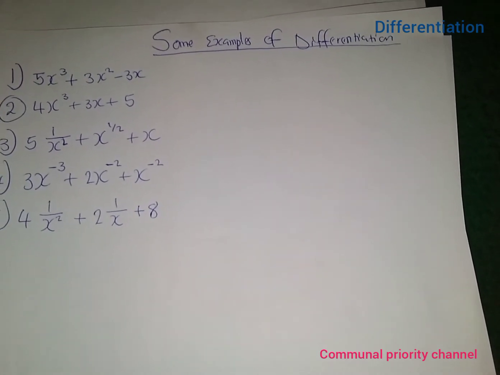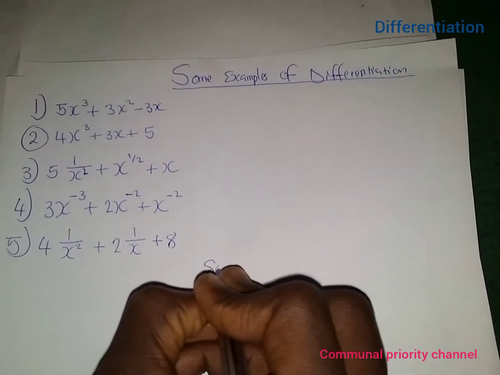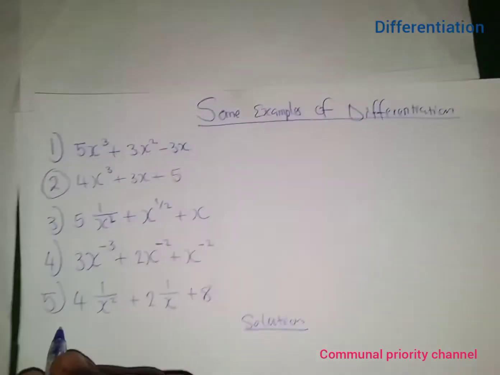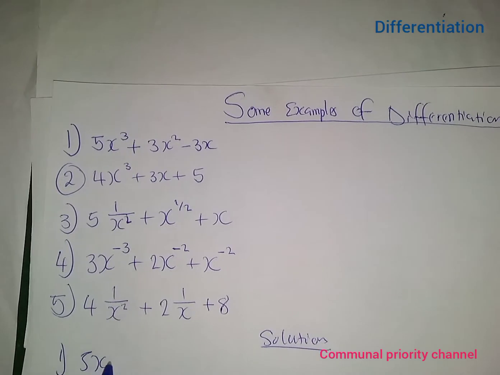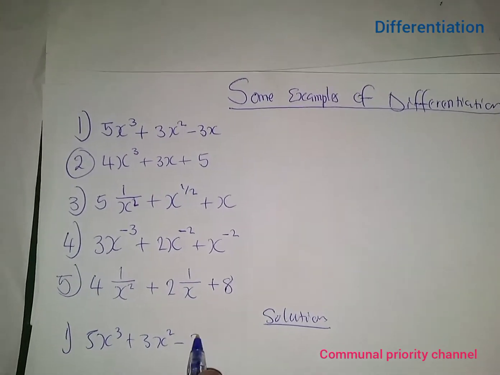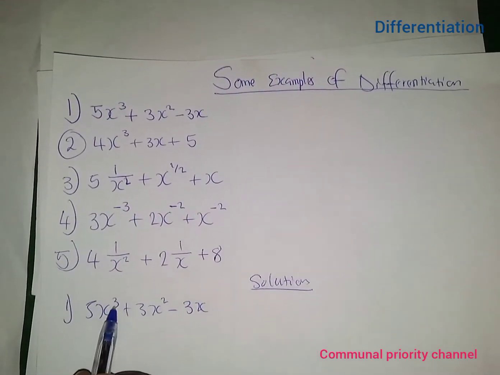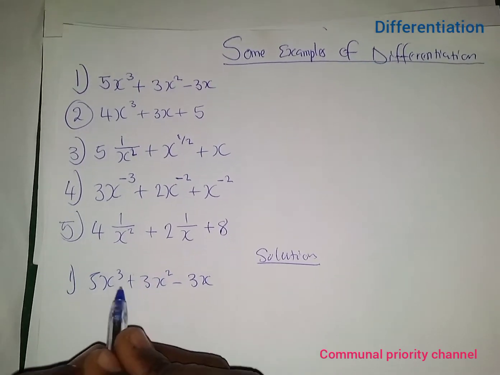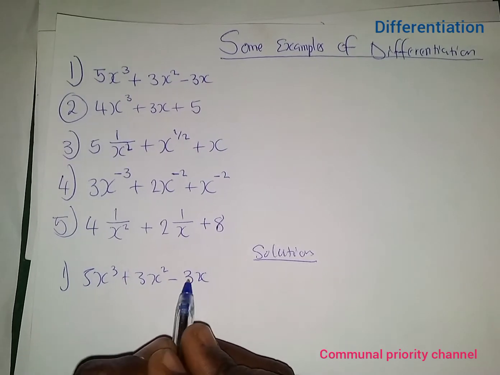Today's video is on differentiation and some of the important examples in differentiation. First of all, solution. So number one, differentiate the value of 5x cubed plus 3x squared minus 3x. In differentiation, you multiply the coefficient with the power and subtract 1 from the power. For example, we have 5x cubed plus 3x squared minus 3x.